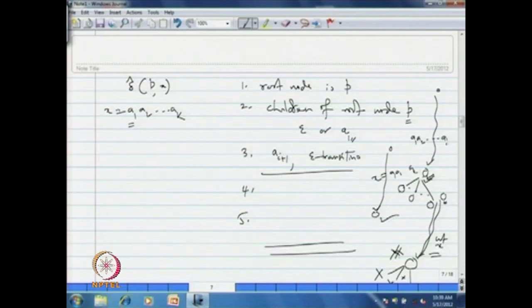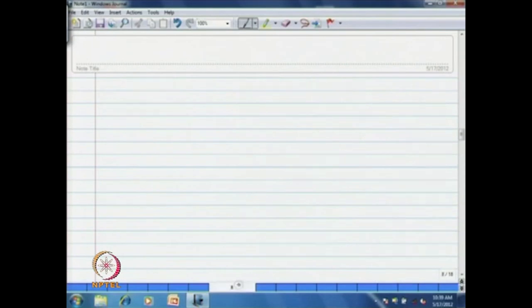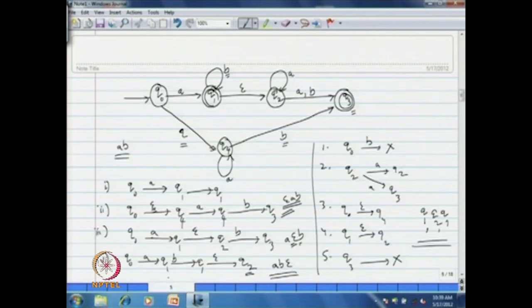Now, let us draw the computation tree for the string a b. That means, for a string a b starting at q 0 for a given NFA, the example NFA was this one. So, starting at q 0, we can process the string a b in different ways that we have already given over here.